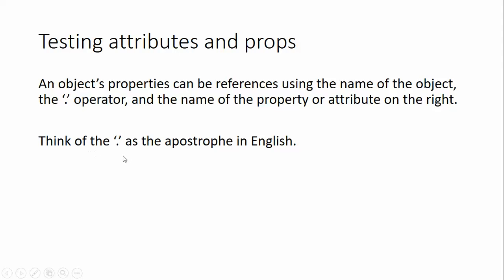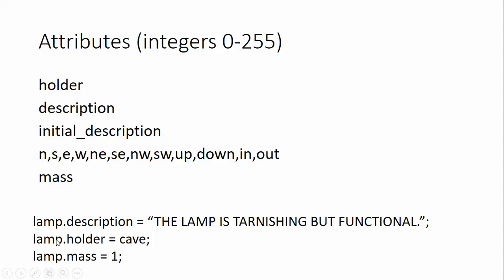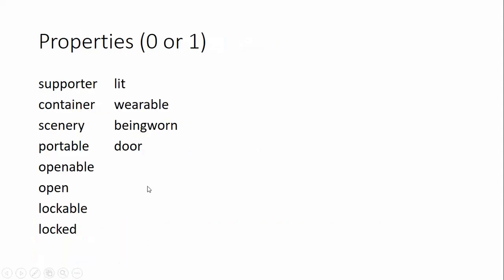So here we are at the dot operator. Think of the dot operator as being apostrophe S. Let's go back to our earlier example: lamp.holder, lamp.mass, lamp.description. Think of that dot as being the apostrophe S: the lamp's description, the lamp's holder, the lamp's mass. That is a very common thing that you will see, in JavaScript, in C#, in C and C++. The dot operator kind of indicates containment. So just think of it as being the apostrophe S, and you will be fine.